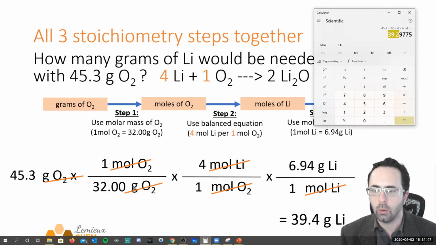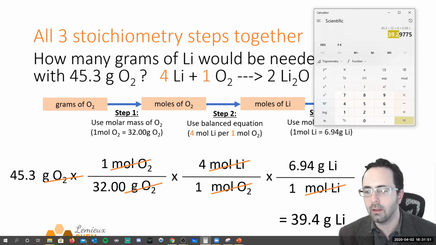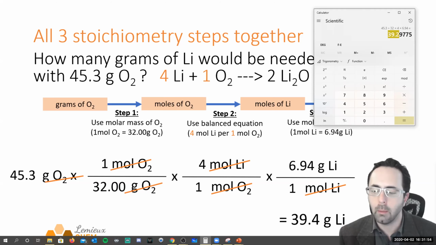So that's okay, that if you do it all in one shot like I did, if your answer is slightly different on the last sig fig, that will happen sometimes. Okay, so that's how you can do the same problem, get the same answer, but all in one shot if you like.